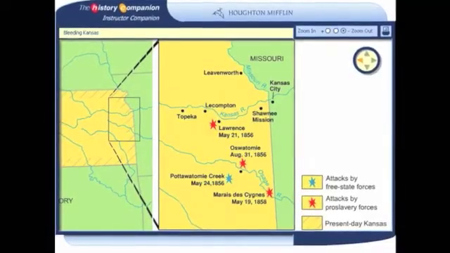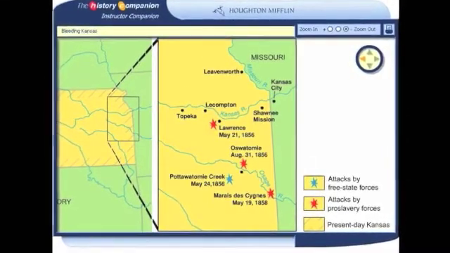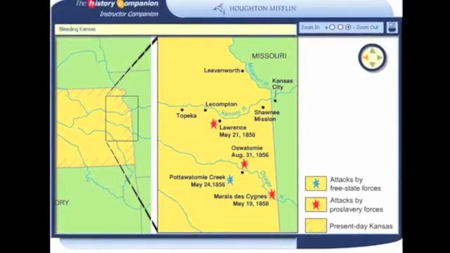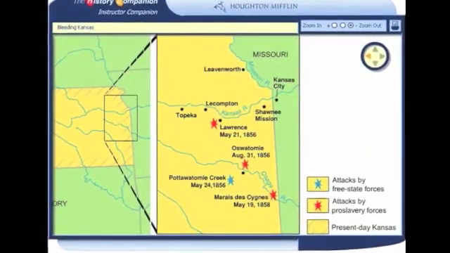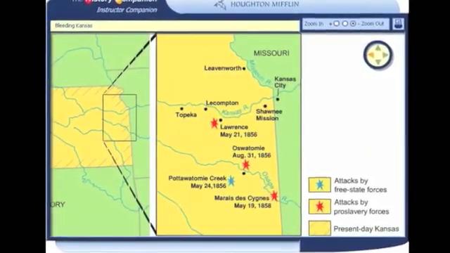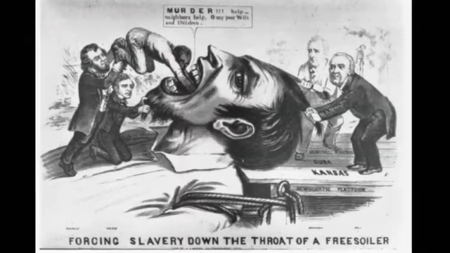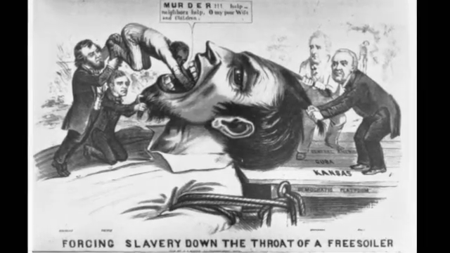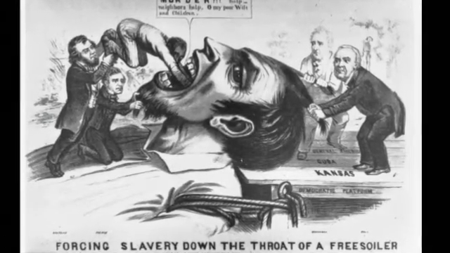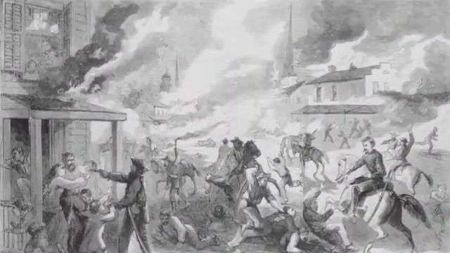What ends up happening is a bunch of border ruffians from Missouri, which was a slave state, jump the border. They go to Kansas. They vote. They make Kansas a slave state when the people there actually wanted to be a free soil state. There's a whole series of political events that we don't really need to know. But what ends up happening is that Kansas becomes sort of a small-scale civil war.